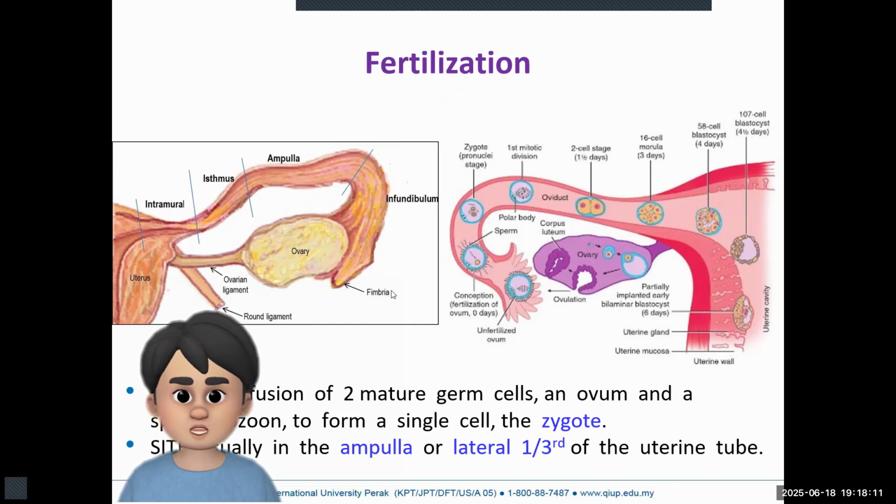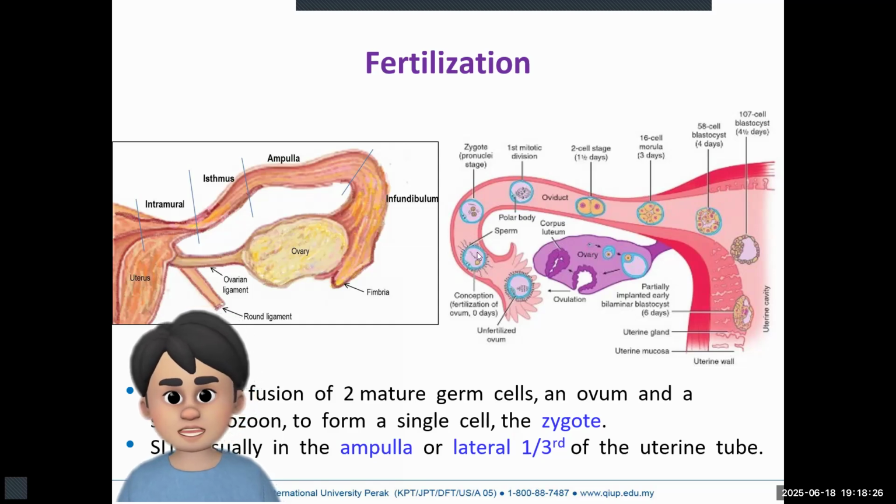Remember that they can ask the function of the fimbria, the function of the round ligament, the function of the ovarian ligament. So quickly note it down. You have to additionally study those things. Right. Then here you get the fertilization.